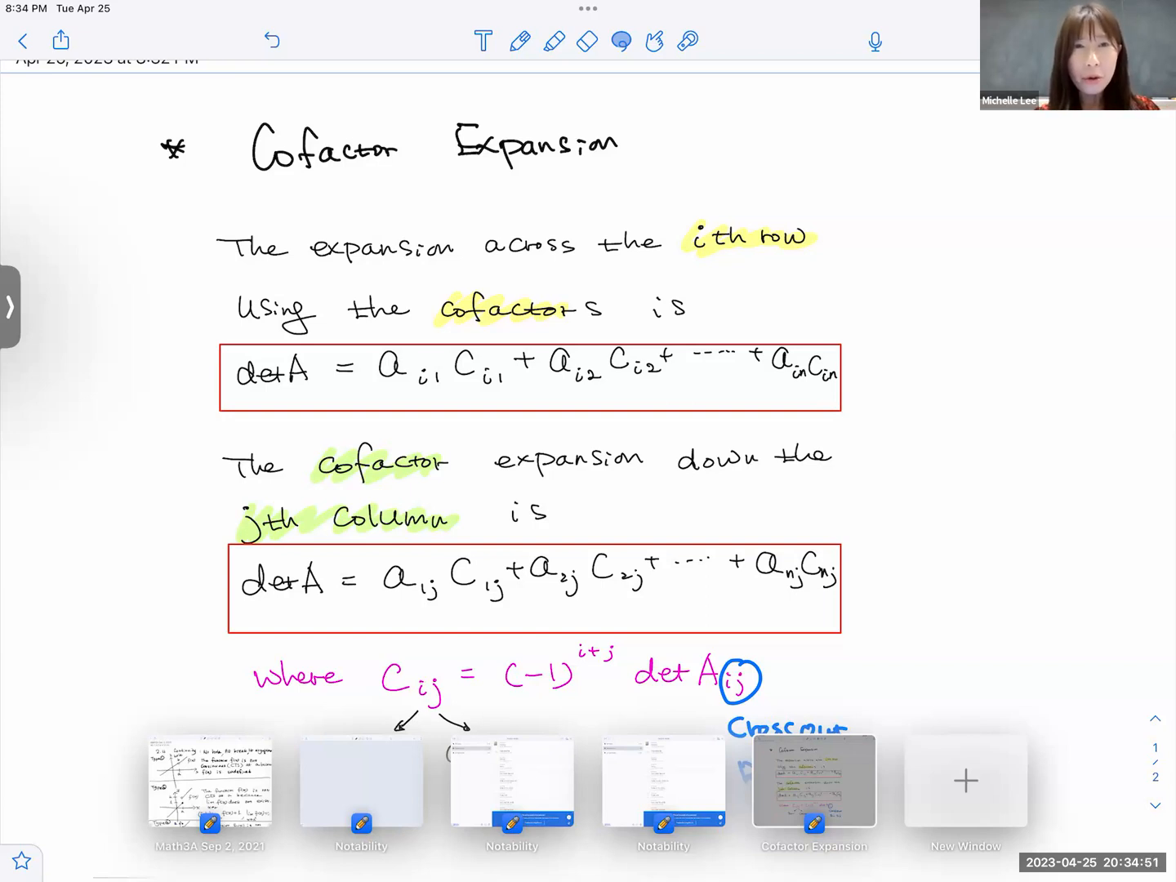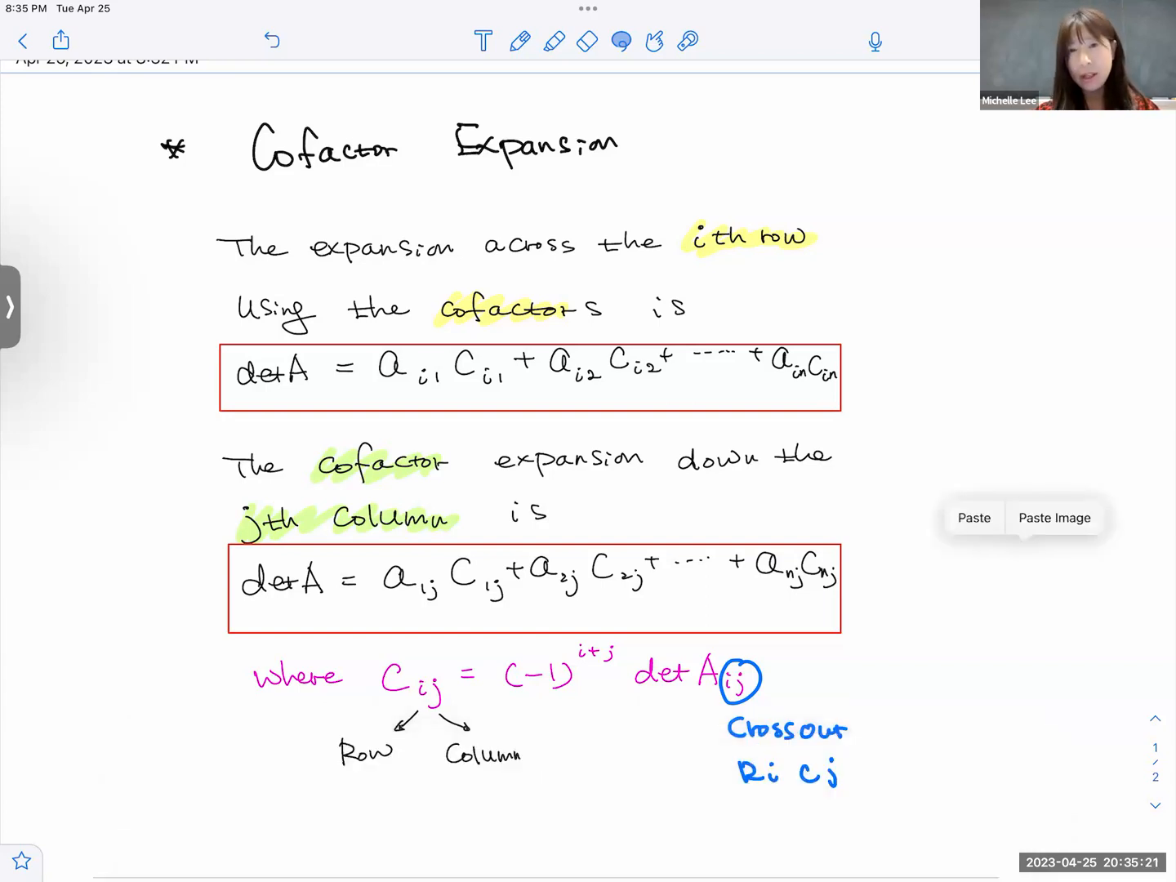The cofactor expansion along the ith row is the determinant of A equals a_i1 C_i1, and so on, right? We also have a cofactor expansion along the jth column: the determinant of A equals a_1j C_1j, and so on, where C_ij is (-1)^(i+j) times the determinant of A_ij. So A_ij in this case is the matrix with row i and column j crossed out.